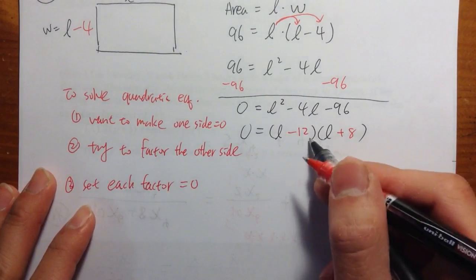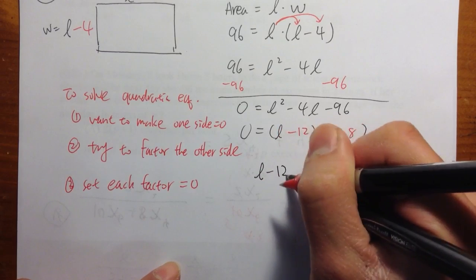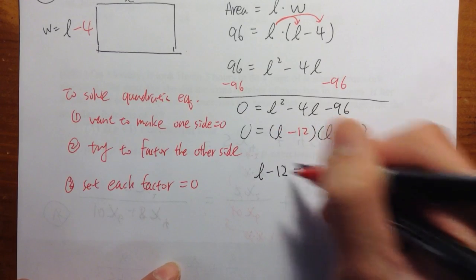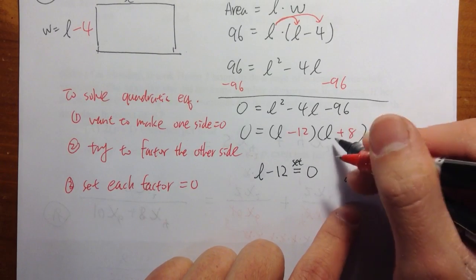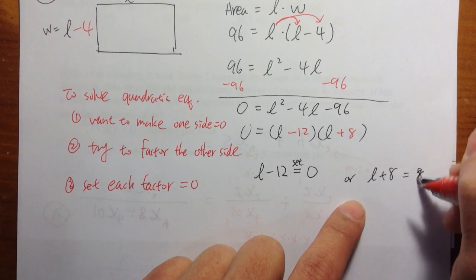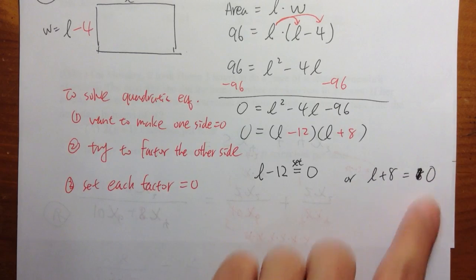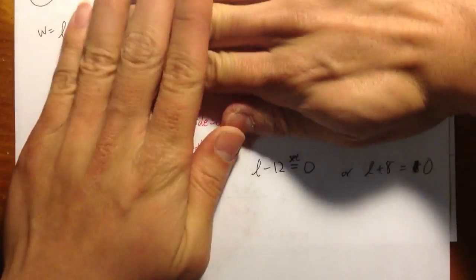I have L minus 12 is one of my factors. So I'm going to write this as L minus 12. I want to set this equal to 0. Or another case is L plus 8. Again, I want to set that equal to 0. L plus 8 is equal to 0.